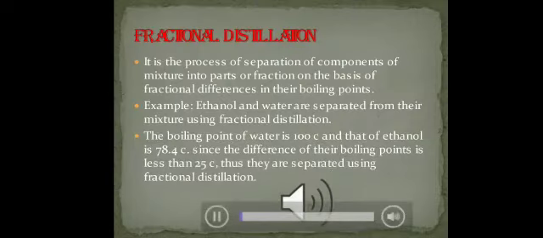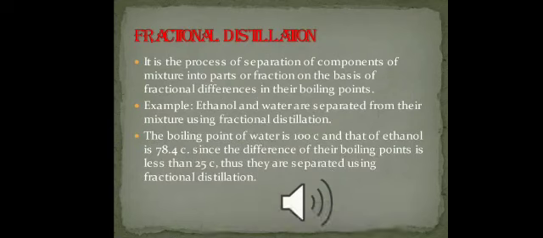One more method, fractional distillation. Fractional distillation is the process of separation of components of a mixture into parts or fractions on the basis of the difference in their boiling points. Fractional distillation is done when the difference in boiling points of the components of miscible liquids is less than 25 degrees Celsius. In the process of fractional distillation, a fractional column is used along with the distillation flask. A fractional column is a tube which contains glass beads which provide surface for the vapor to cool and condense repeatedly.